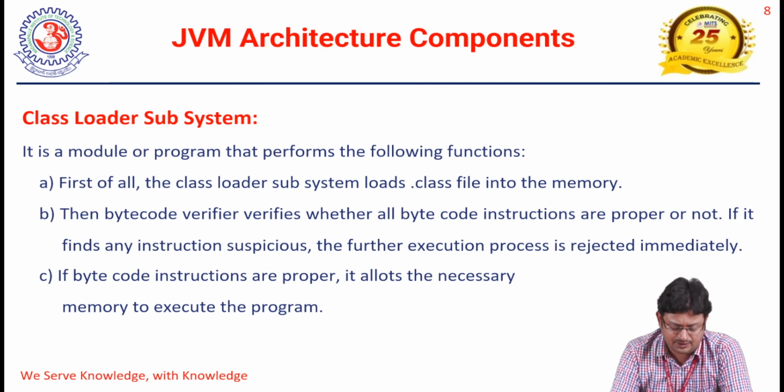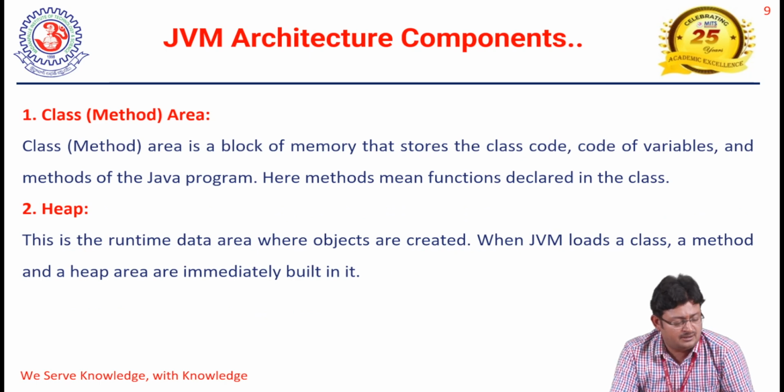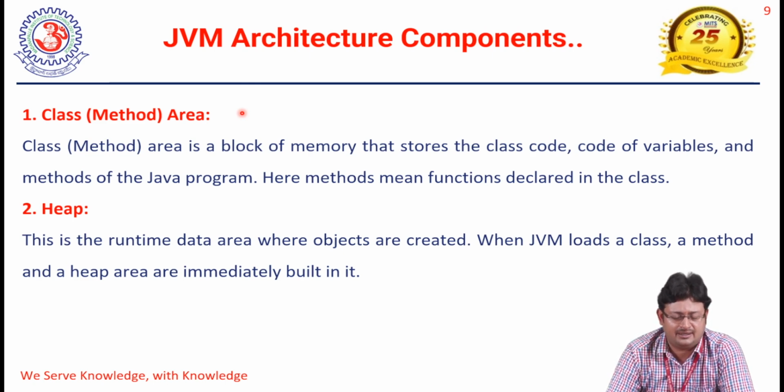Is it right? So what is meant by the memory part here? Try to observe. The entire Java memory is completely defined into 5 kinds of memories. Already we have seen. Among that, the first one is the class area or method area.